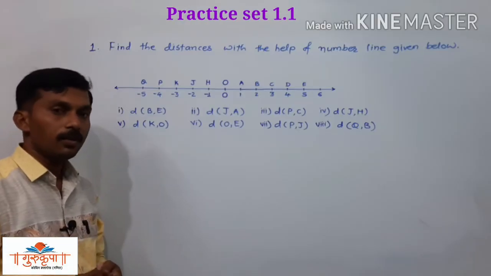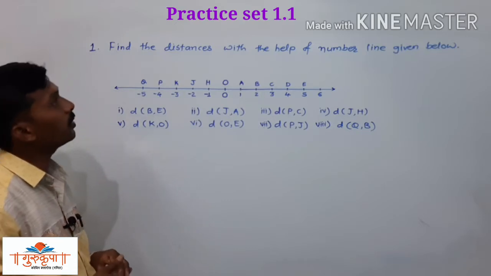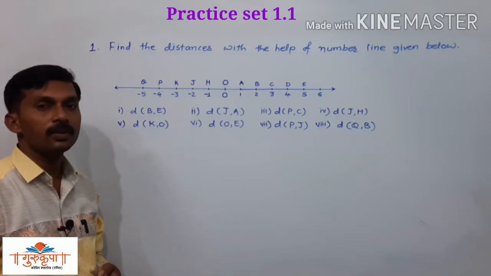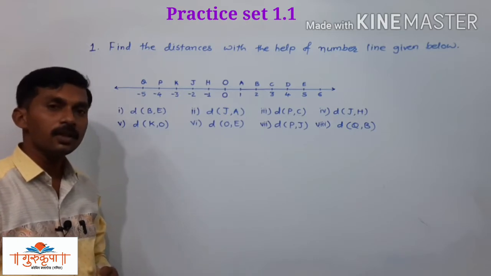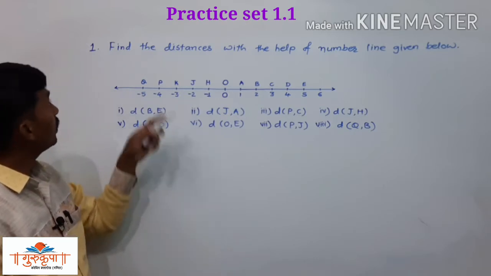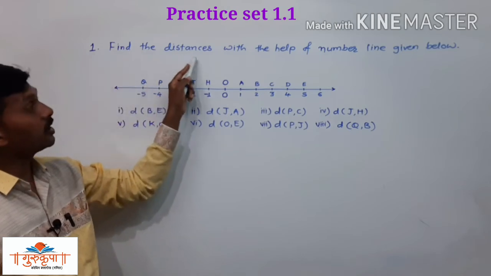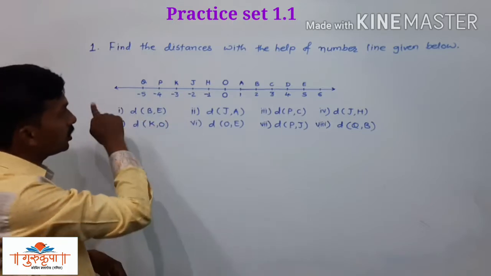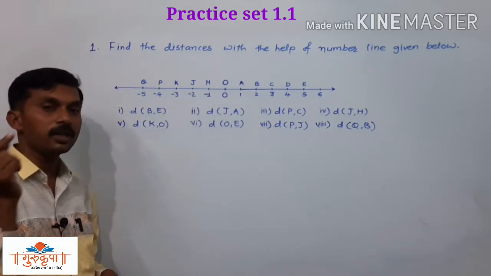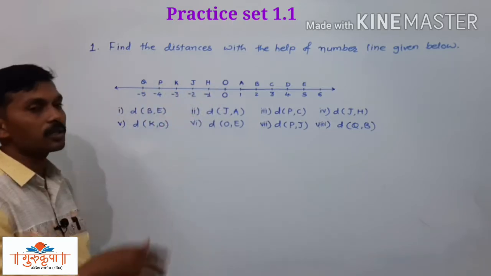Hi and hello everyone. Today we have to study the practice set 1.1 from the first lesson, that is basic concepts in geometry. Now here we have the first question: find the distances with the help of the number line given below. We have been given a number line and by using that number line we have to find some distances.